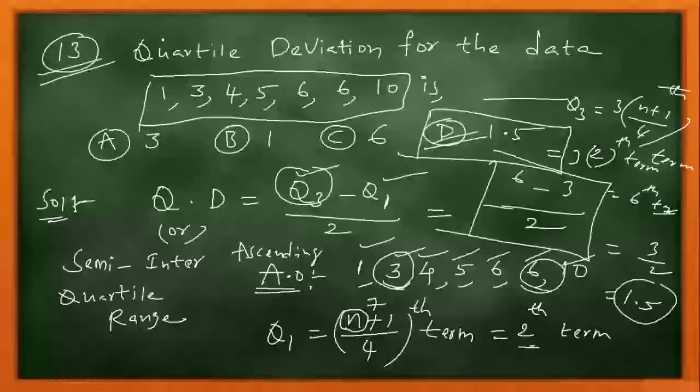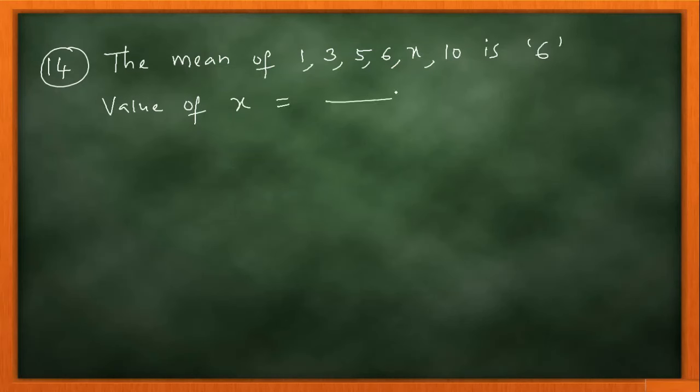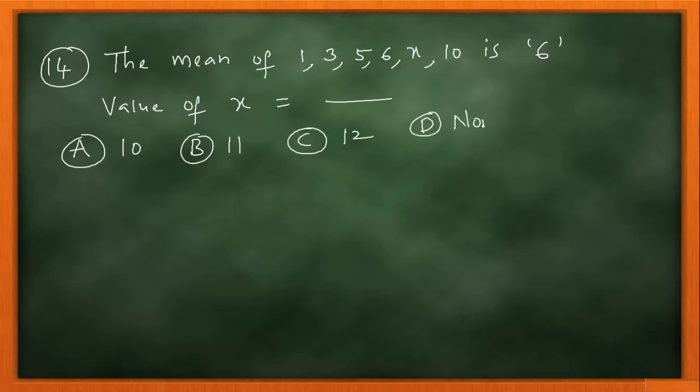Let's go into the next problem. Question number 14. The mean of 1, 3, 5, 6, x, 10 is 6. What is the value of x? You have to find the value of x. Your first option is 10, our second option is 11, our third option is 12, and our fourth option is none of these. Yes, this is your 14th problem. You have to calculate the value of x.